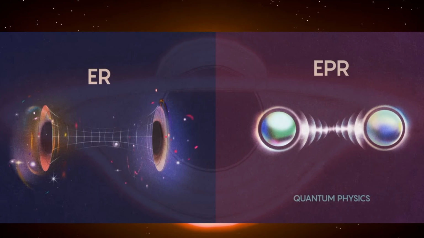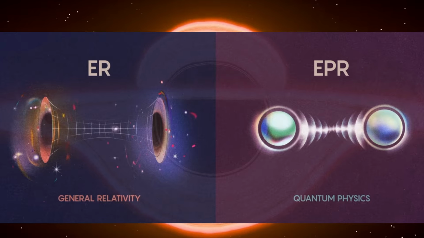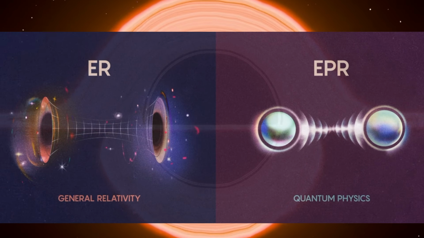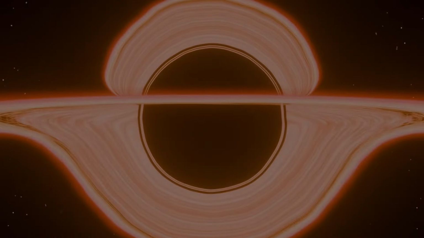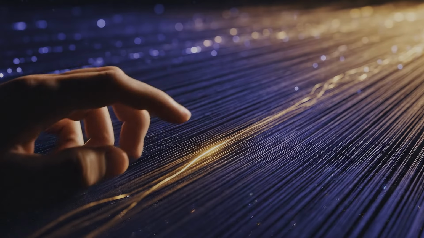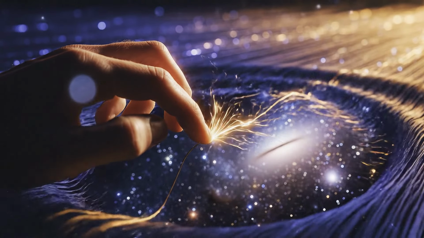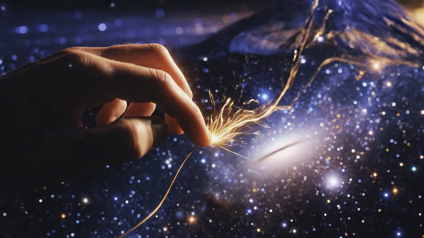If ER really equals EPR, then every time particles entangle, they are stitching the universe together with tiny threads of wormholes. Google just plucked one of those threads. The question is, once we learn how to weave those threads, where or when will we go next?